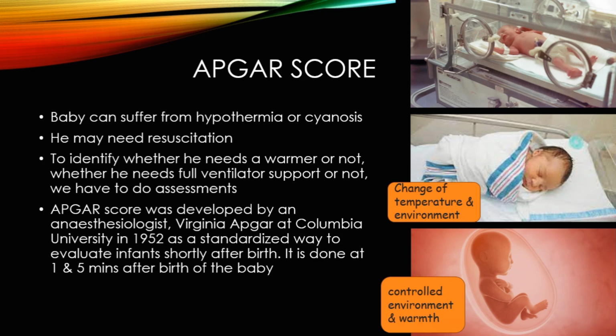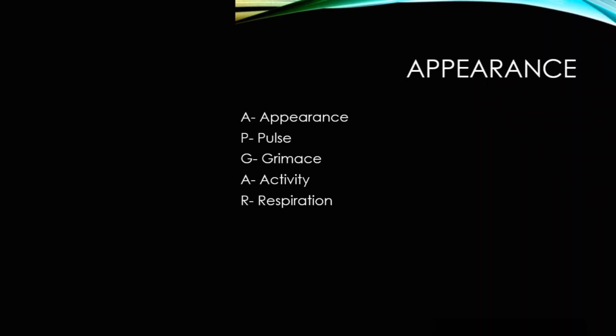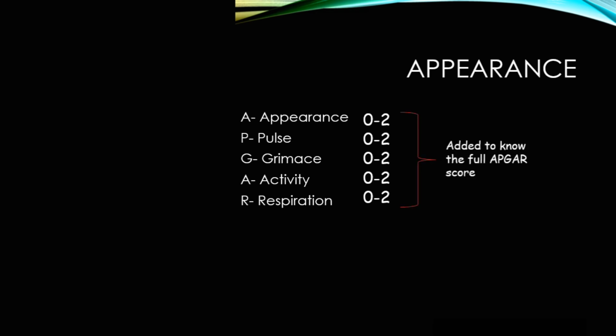It was developed by an anesthesiologist, Virginia Apgar, at Columbia University in 1952 as a standardized way to evaluate infants shortly after birth. It is done at 1 and 5 minutes after birth of the baby. APGAR stands for appearance, pulse, grimace, activity and respiration. For each criterion, newborns are given a score from 0 to 2 and lastly they are added up to know their full APGAR score and implemented accordingly. We will look into each one of these criteria in detail.